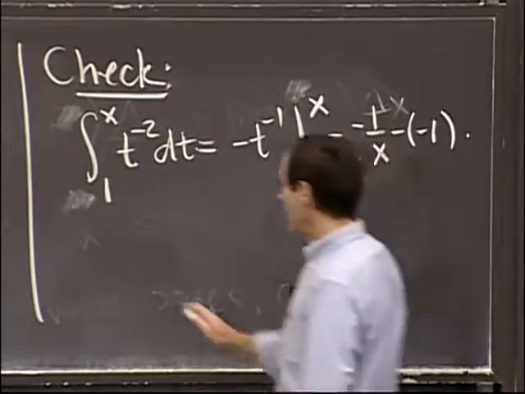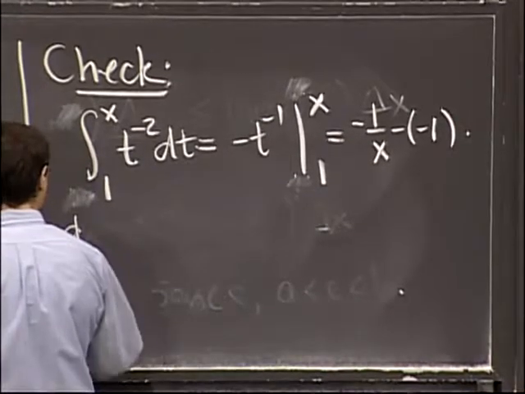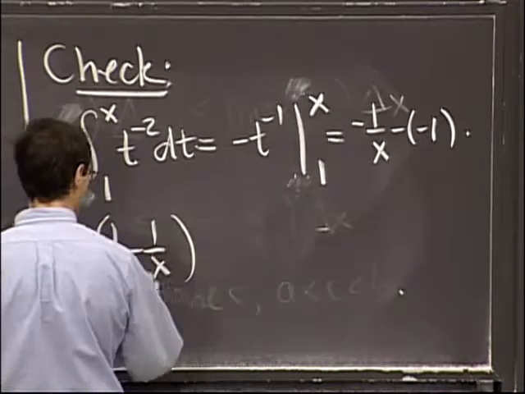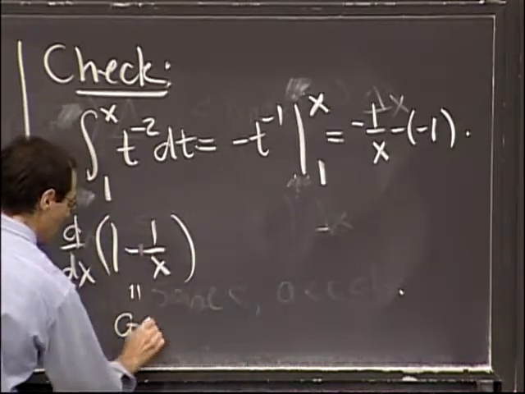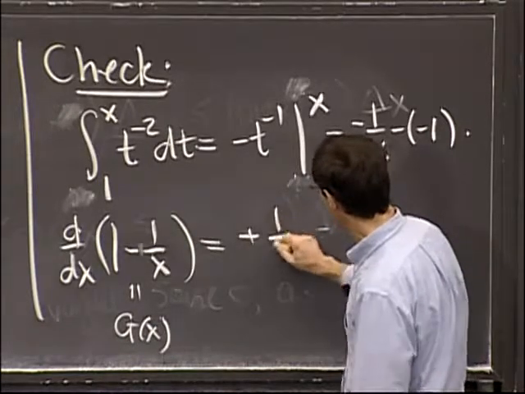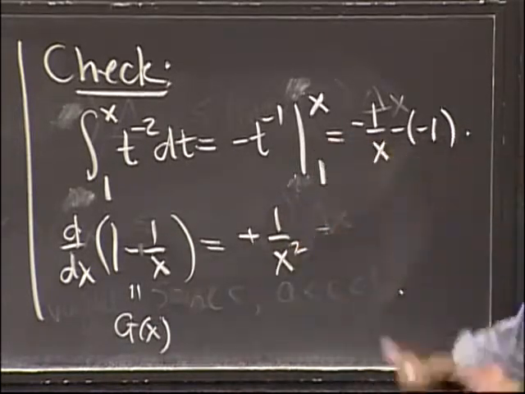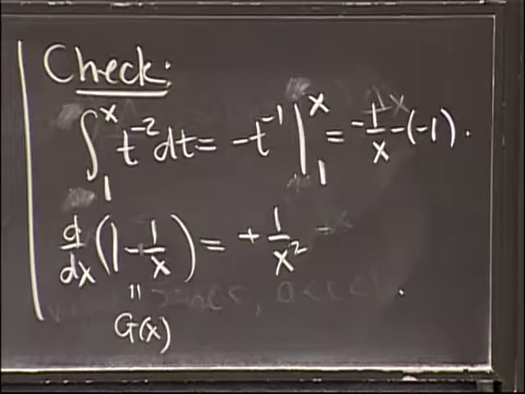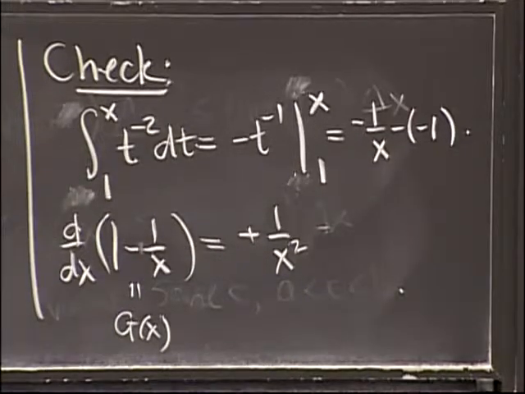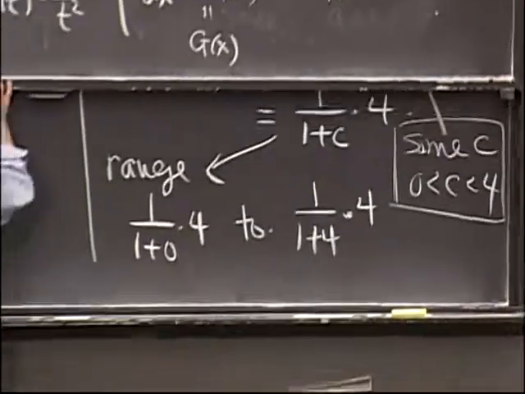All right, and so now let's check it. It's d by dx, so here's what g of x is. g of x is 1 minus 1 over x. That's what g of x is. And if I differentiate that, I get plus 1 over x squared. That's it. You see the constant washed away.